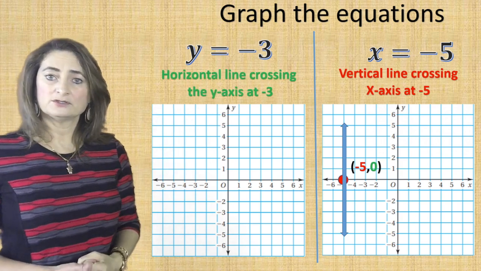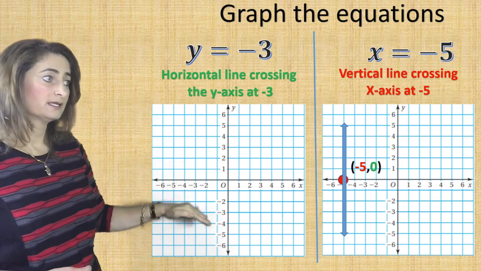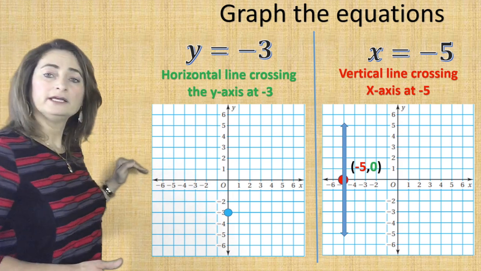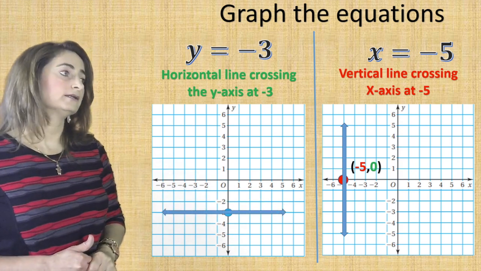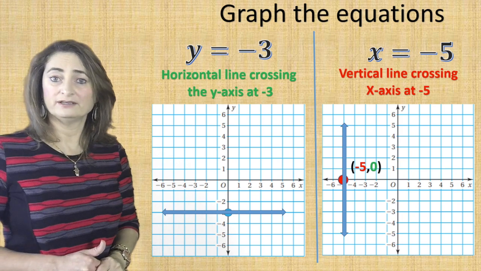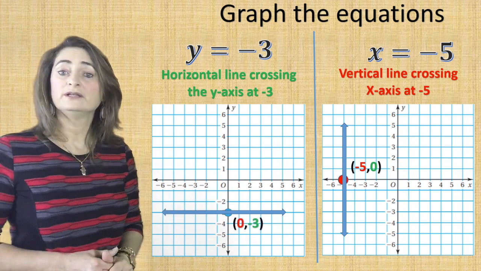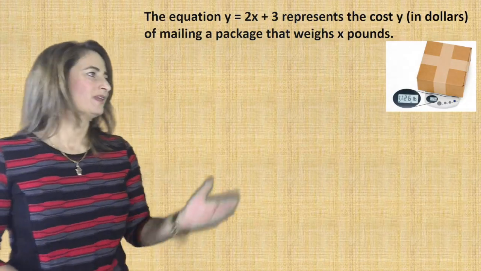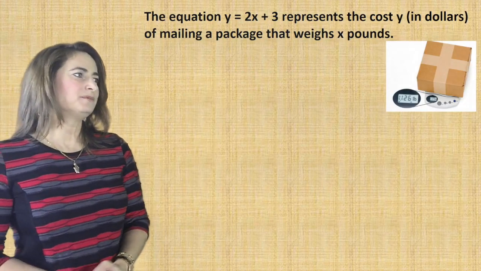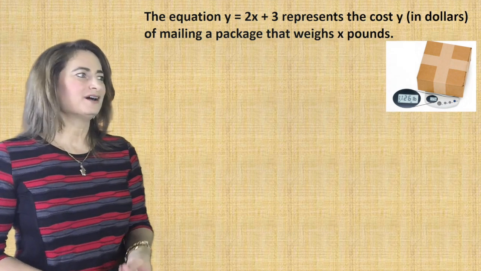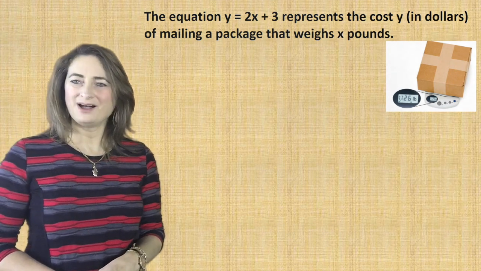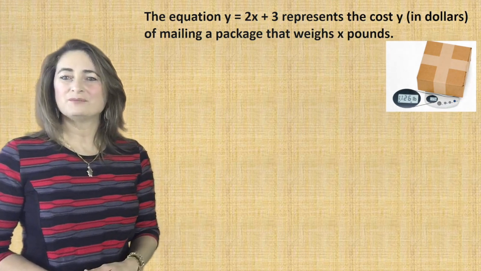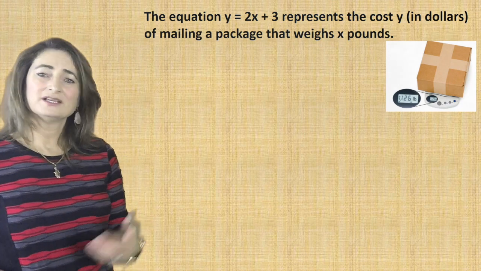To graph y equals -3, you're going to end up with a horizontal line crossing the y-axis at -3. So go this time on the y-axis, -3, and put a dot, and draw a horizontal line crossing the y-axis at -3, and you're done. The coordinates will be (0, -3), where the line crossed the y-axis. Now let's practice with the word problem. The equation y equals 2x plus 3 represents the cost y in dollars of mailing a package that weighs x pounds.